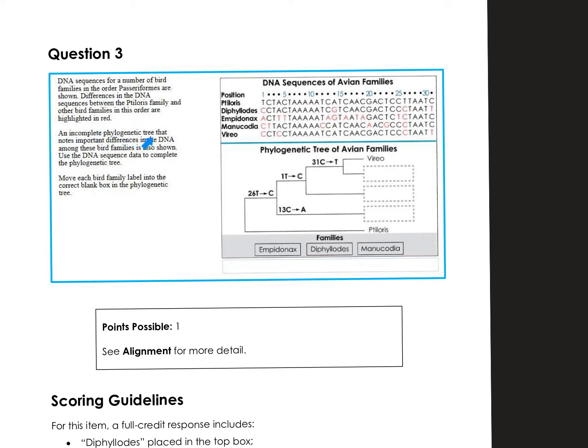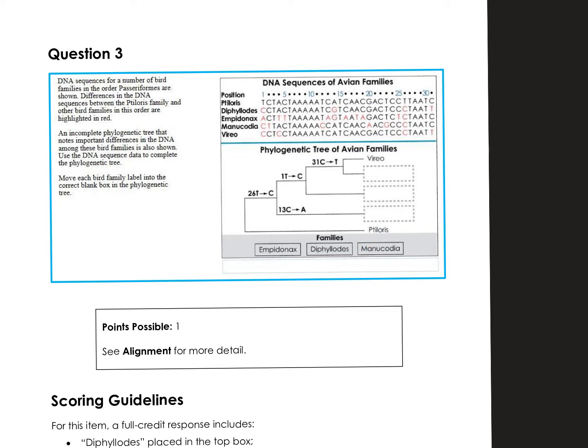Then an incomplete phylogenetic tree that notes important differences in the DNA among the bird families is also shown. Use the DNA sequence data to complete the phylogenetic tree. This is the phylogenetic tree or cladogram, whatever you want to call it. Move each bird family label into the correct blank box in the phylogenetic tree. So here's Vero, and Vero looks like it's furthest away from Pitloris. Well, look at Pitloris. Vero has 1, 2, 3, 4 differences, 4 differences in their DNA.